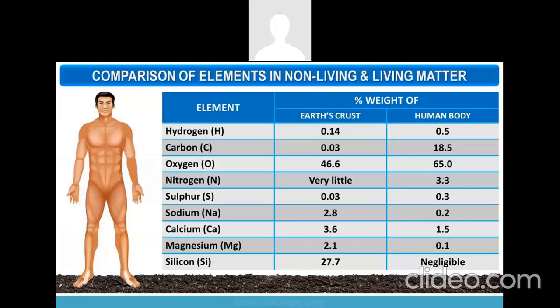This is interesting data that gives the comparison of elements in both the non-living and the living matter. So the basic elements such as hydrogen, carbon, oxygen and so on, what is the total percentage present in the Earth's crust, and what is the comparative amount of the same present in the human body? This slide gives a complete picture of both. I'll pause here for 10 seconds so that we can view this slide.